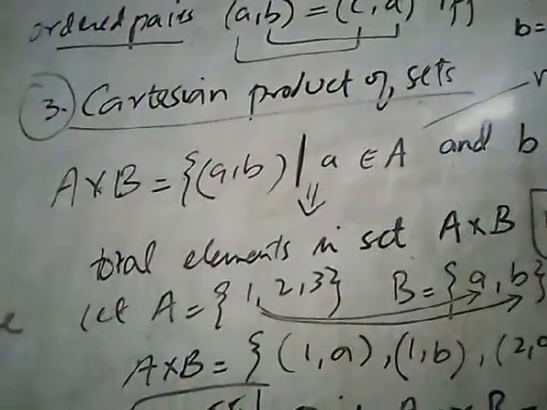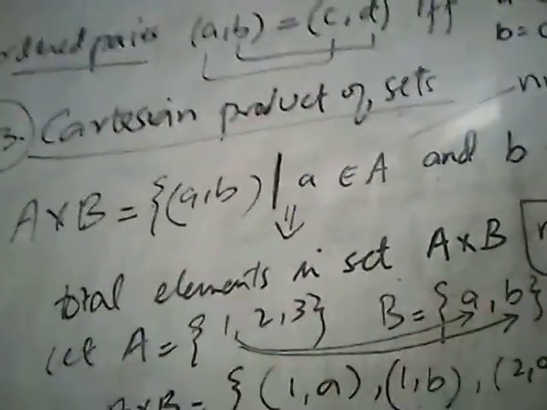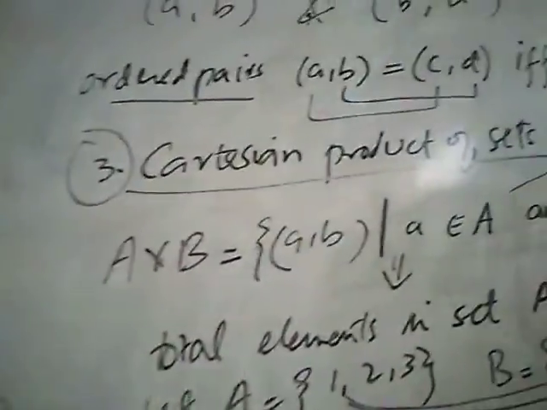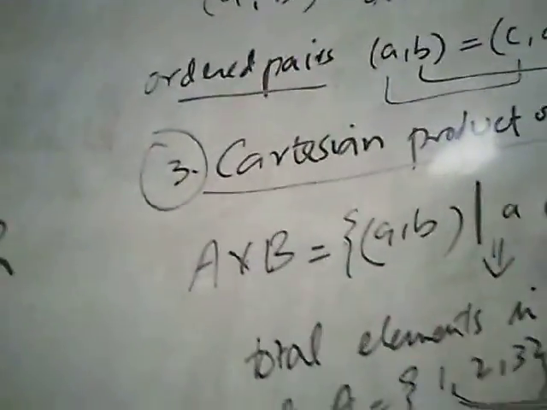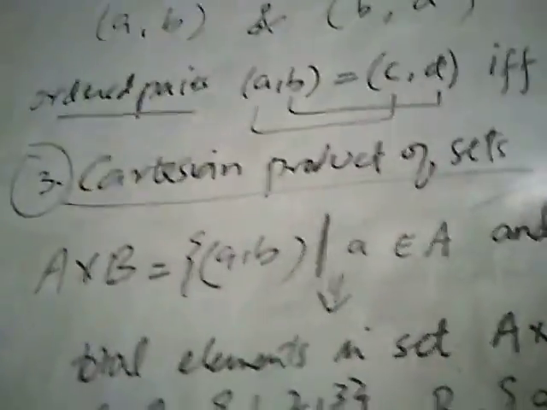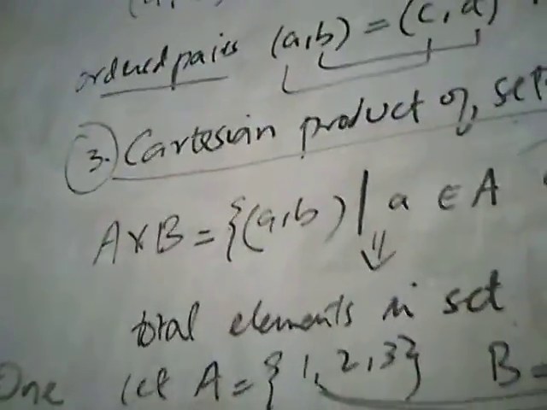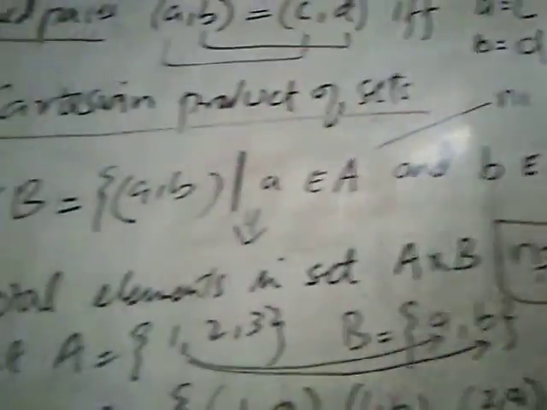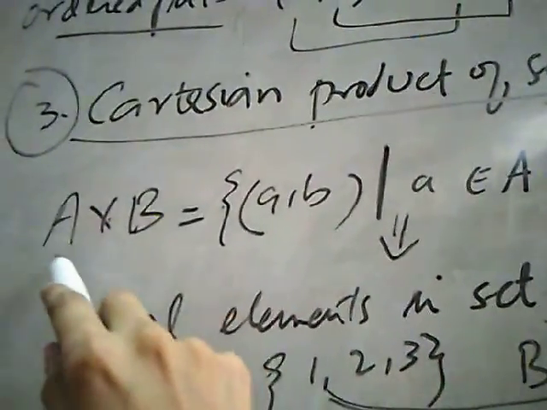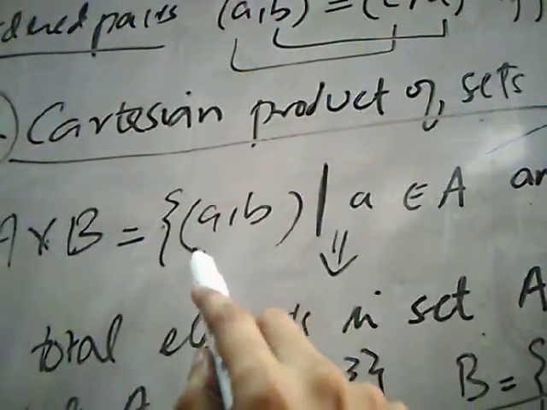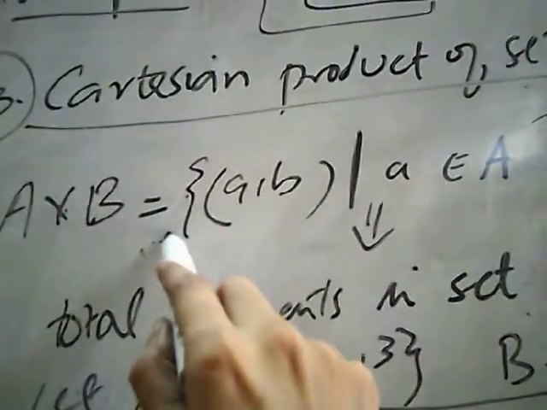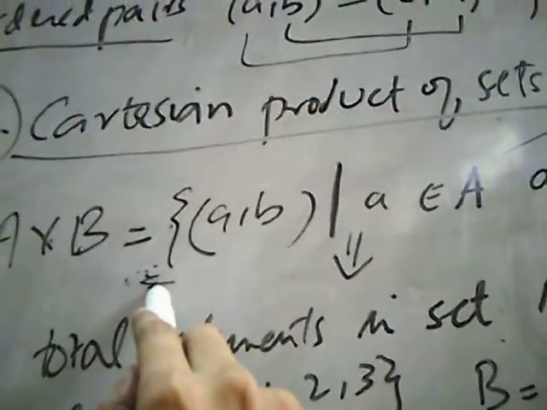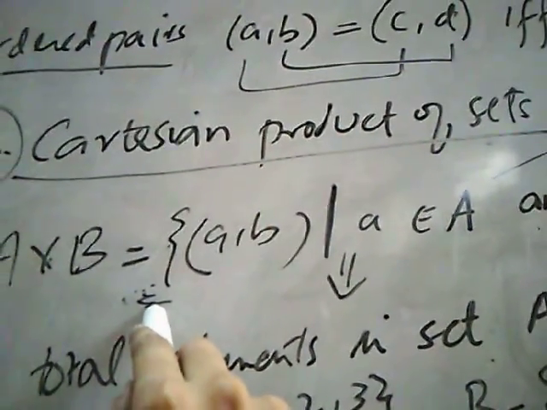Moving on towards the formation of Cartesian product of two sets. For example, you are supposed to make the Cartesian product of two sets. Cartesian product, also known as cross product of two sets A and B, is represented like this. The Cartesian product of A and B is a set, the representation of a set, curly bracket.